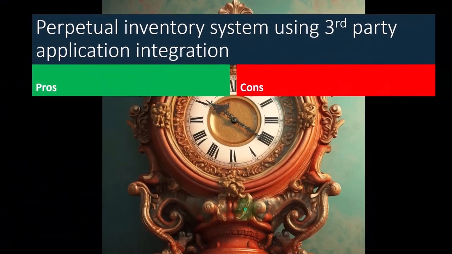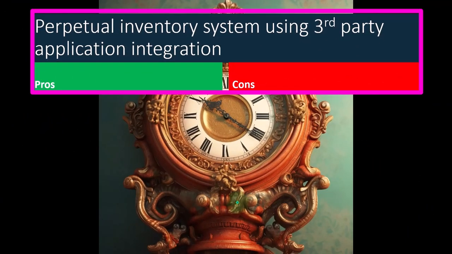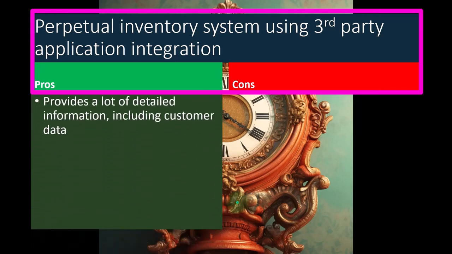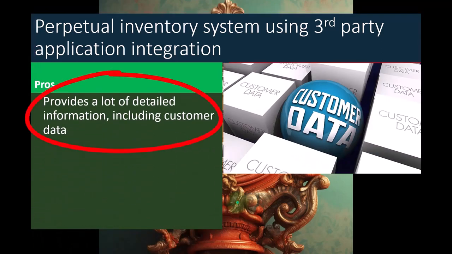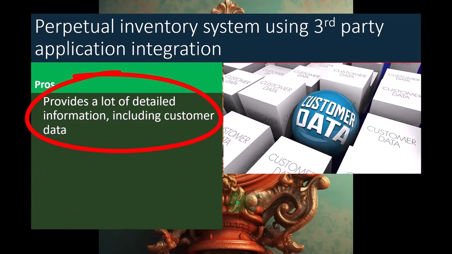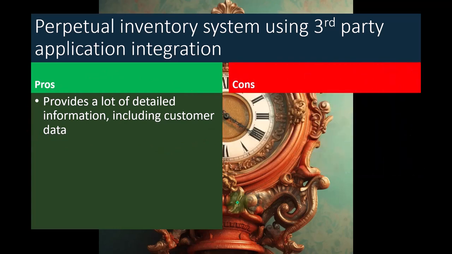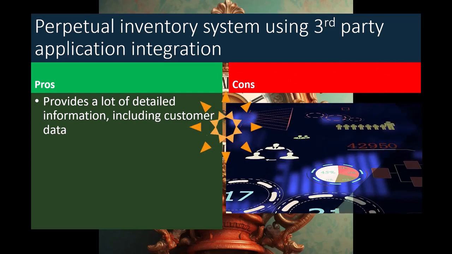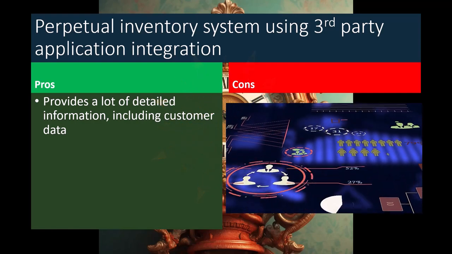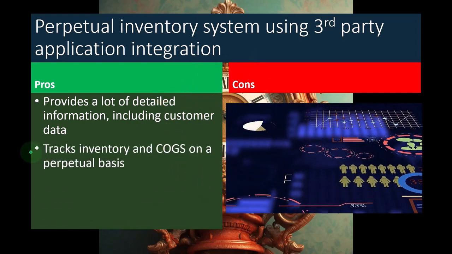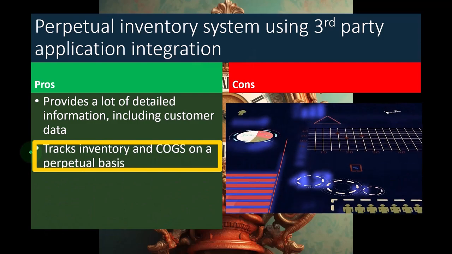So, perpetual inventory system using third-party application integration, pros and cons. It provides a lot of detailed information, including customer data. That's going to be one of the pros. We're pulling over not just a summary of the transactions, but the entire thing. So we're going to have all the customers in our system, which could be nice because then we can look around and have everything within one QuickBooks Online.